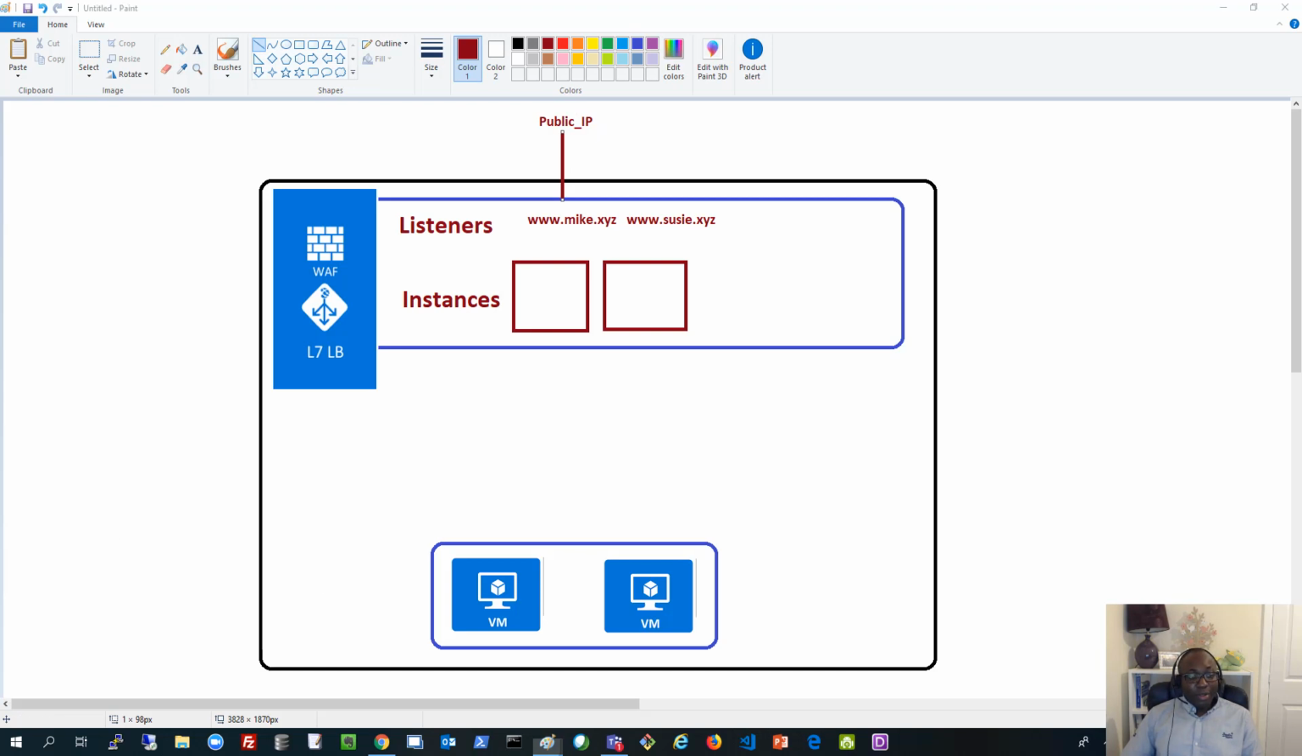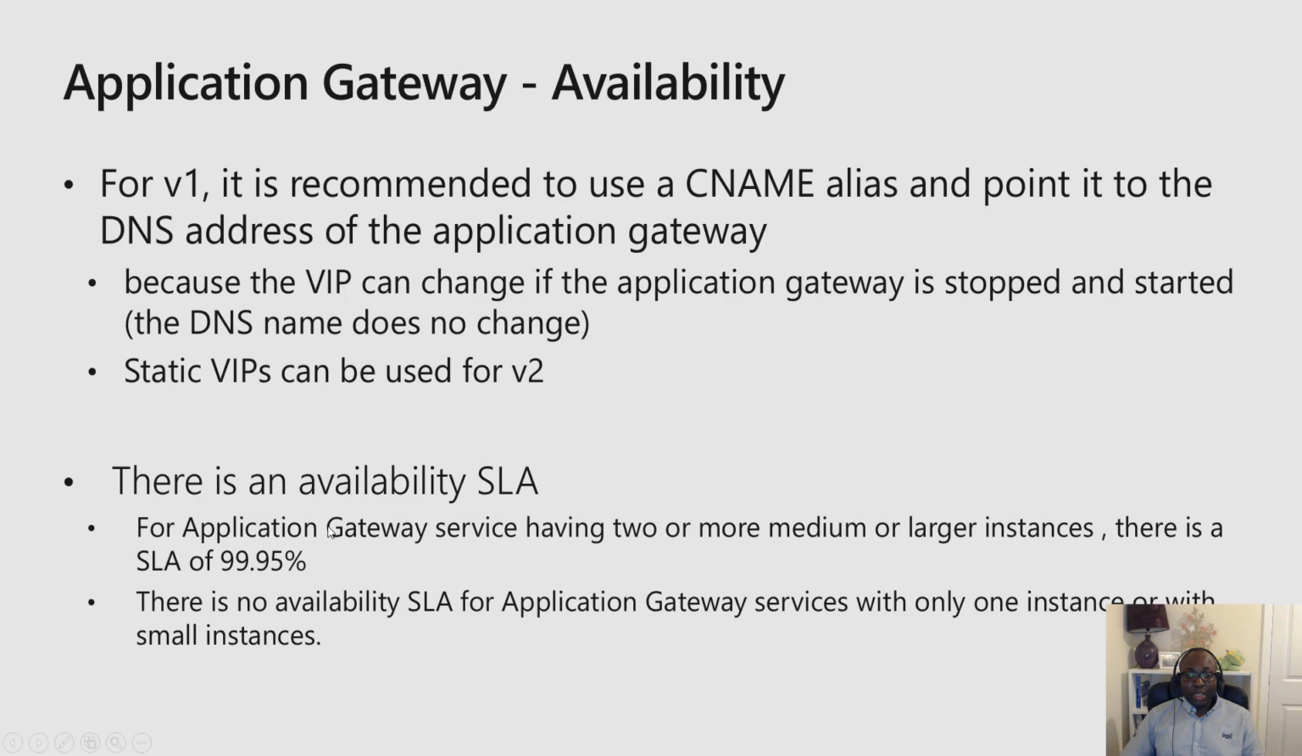When it comes to the availability SLA that's available for application gateway in Azure, provided that you have two or more medium or larger instances, there is an availability SLA of 99.95%. Provided again that you have two or more medium or larger instances. We'll talk about this when we get to performance. If you select two small instances, if you're using the version 1 SKUs of the Azure Application Gateway, you have no SLA. So keep that in mind.